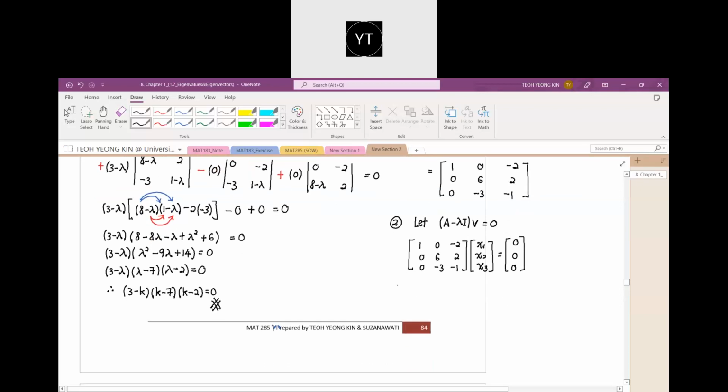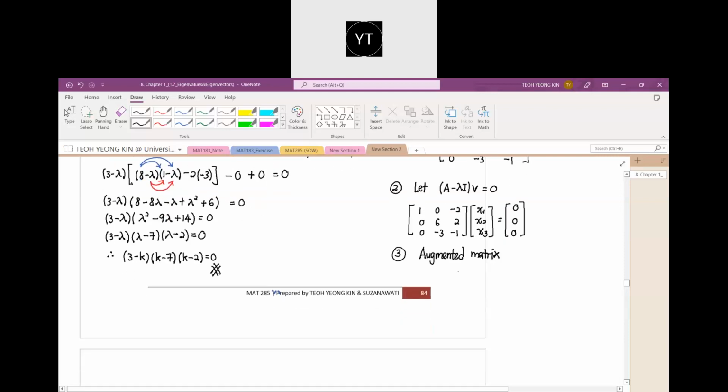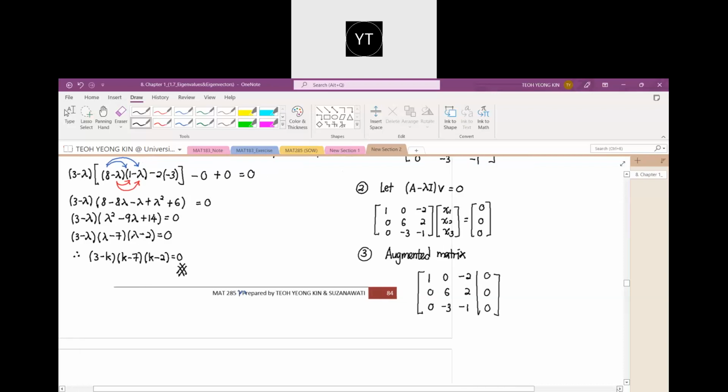Third step, transform into augmented matrix. We transform into augmented matrix, which means that from here we should have 1, 0, negative 2, 0, 6, positive 2, 0, negative 3, negative 1, 0, 0, 0. Here is our augmented matrix.